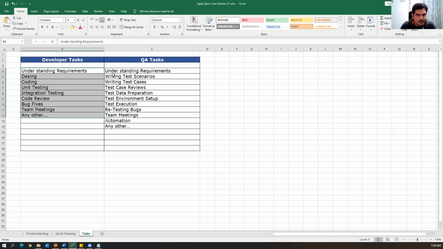Similarly, for the same story, QA also does other tasks. They will also understand the requirement. They write test scenarios and test cases. They conduct test case reviews, test data preparation, environment setup, test execution, retesting the bugs, internal team meetings, and automation testing. All these are tasks done by the tester. Once the tester has completed these tasks for that particular story, the tester says, I'm done with the story. Now the story is ready for demo.